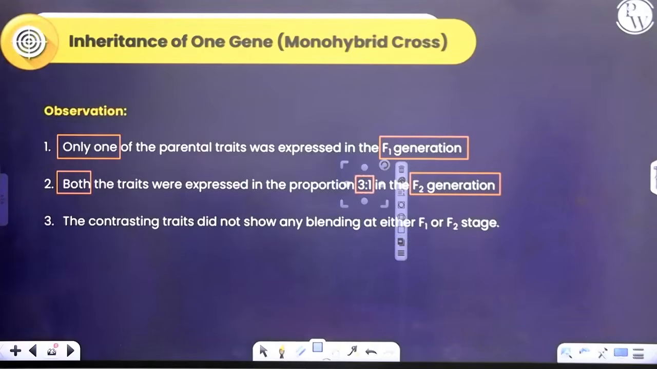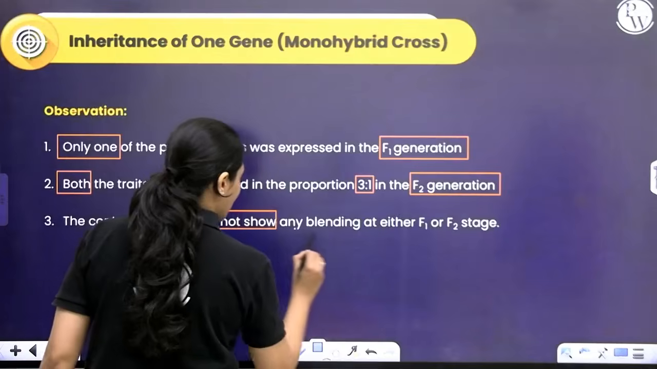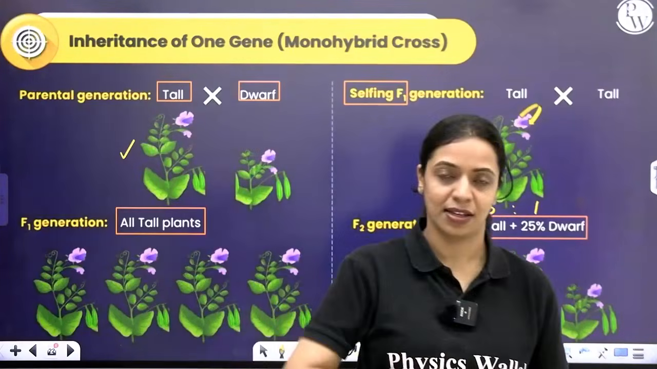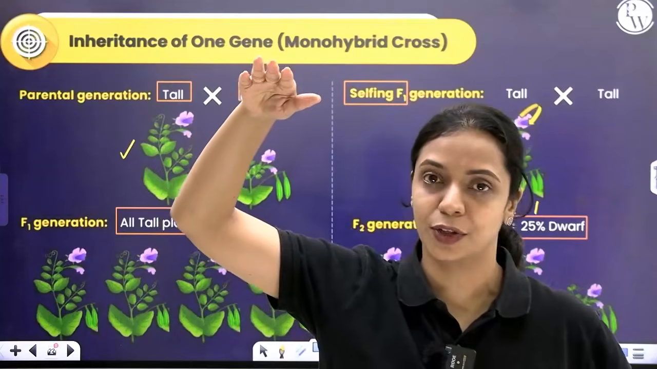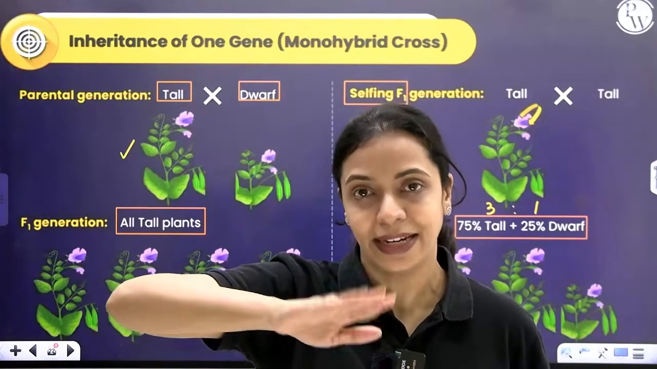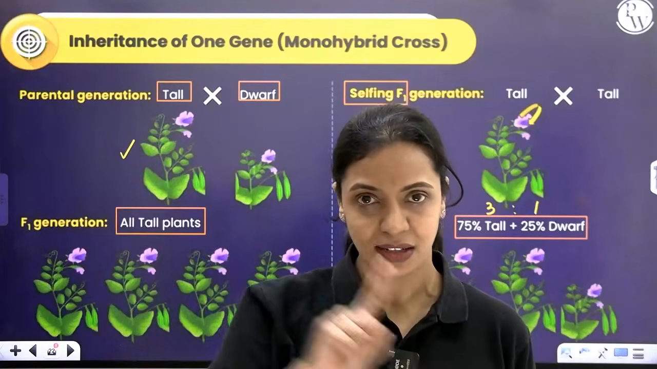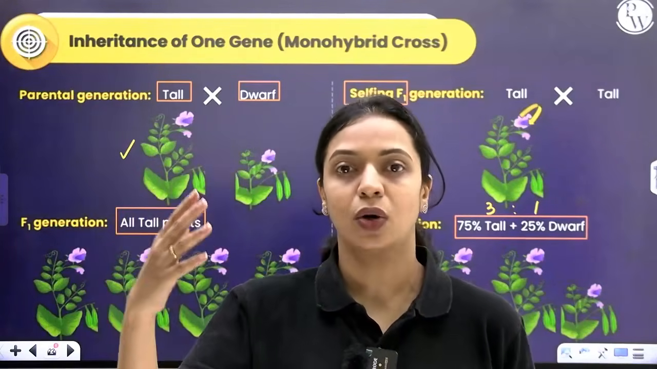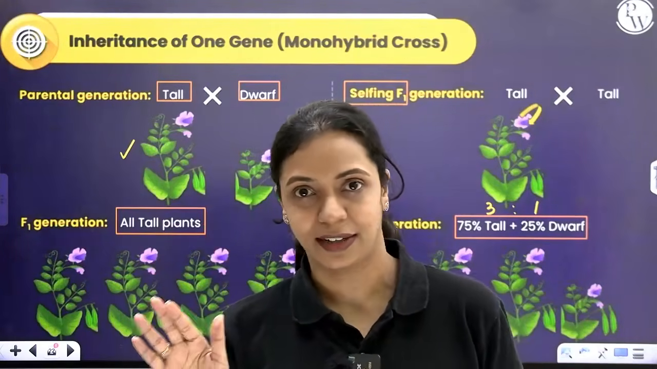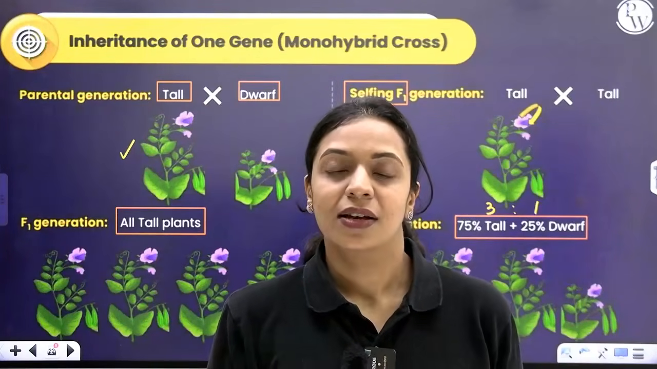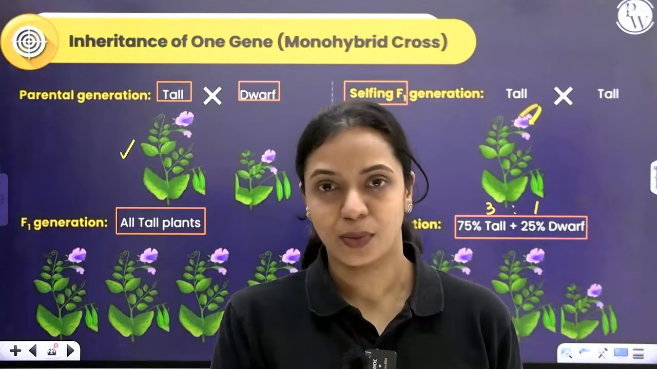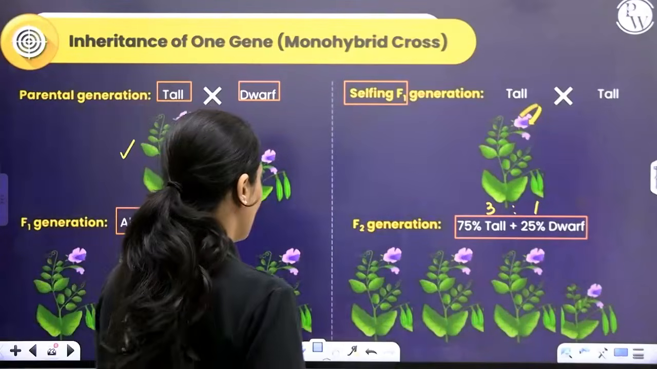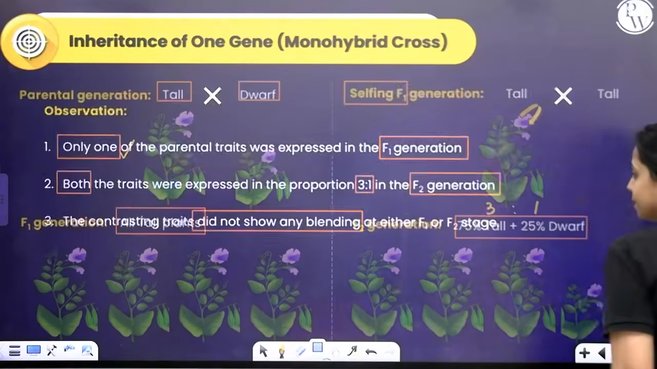What is the third observation? It did not show any blending. Blending means what? Showing intermediate characters. If there is a tall plant and a dwarf plant getting crossed, if there is an intermediate height plant, then you can say that there is an intermediate trait. But here, the plant was always either tall or dwarf. You don't have an intermediate height, right? So they always showed the same trait as that was there in the parents without any blending. This was his observation from his experiments, right?